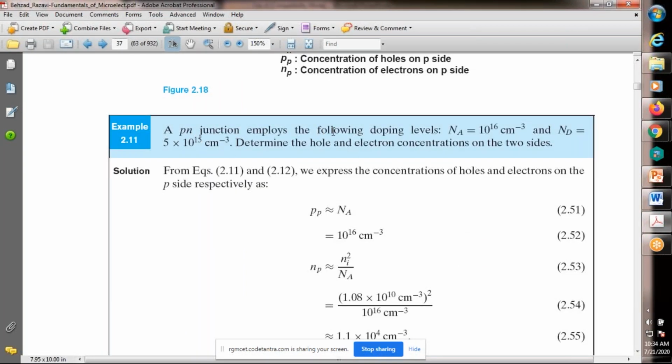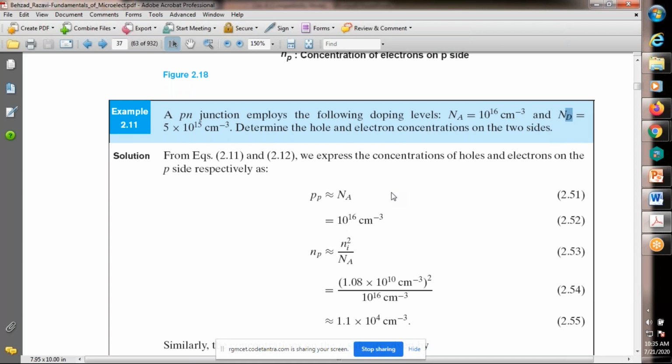A PN junction employs the following doping levels: Na, here suffix A indicates the acceptor atoms. Number of acceptor atoms is equal to 10 power 16 per cubic centimeter, and Nd, number of donor atoms, 5 into 10 power 15 per cubic centimeter. Determine the hole and electron concentration on the two sides.